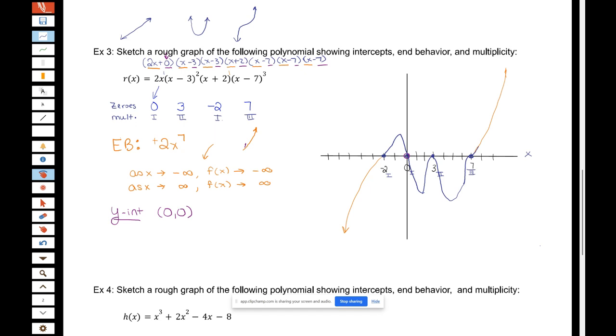So that's a very, very rough sketch. We don't know how high up and down it goes in the middle, but we do know it bounces at 3, it has a little hug at 7, and it slashes at the other 2.